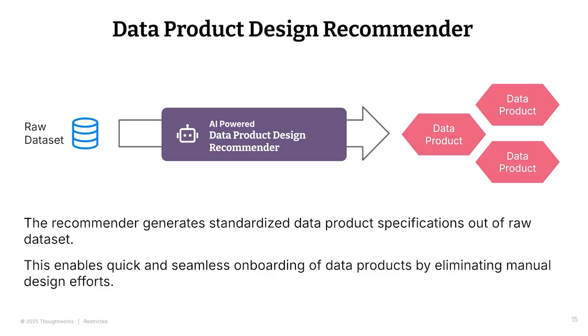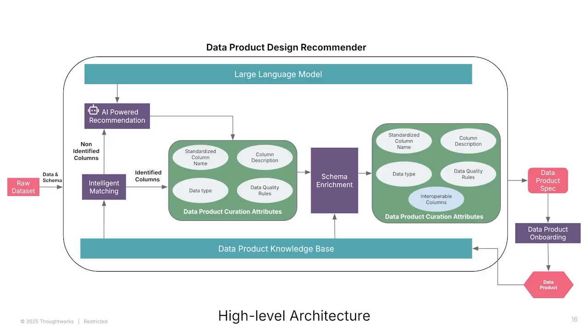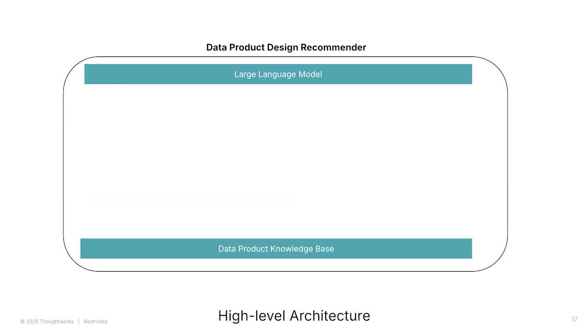So here's the solution: the AI-powered data product design recommender that helps transform raw data sets into well-defined, standardized data products by accelerating the creation of the data product specification. So now let's unpack the high-level architecture of this solution. Let's go step by step.